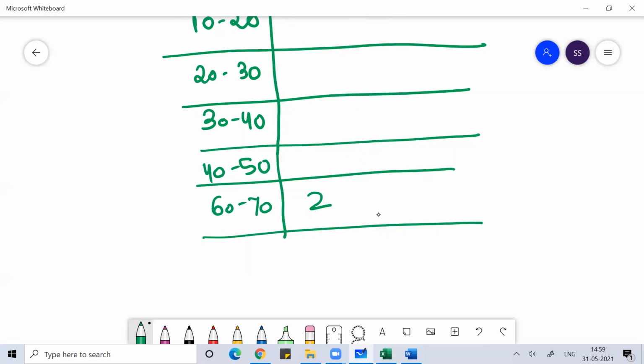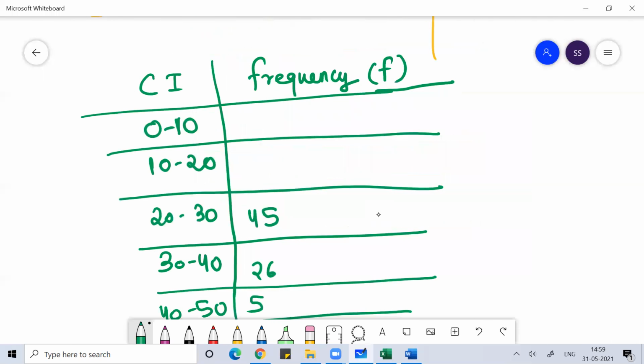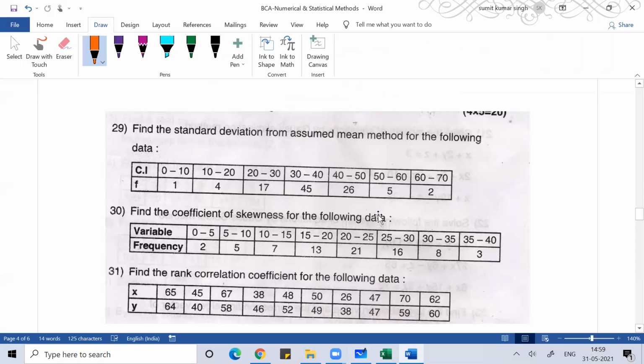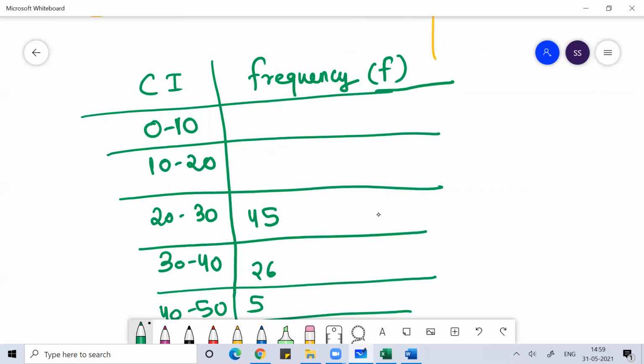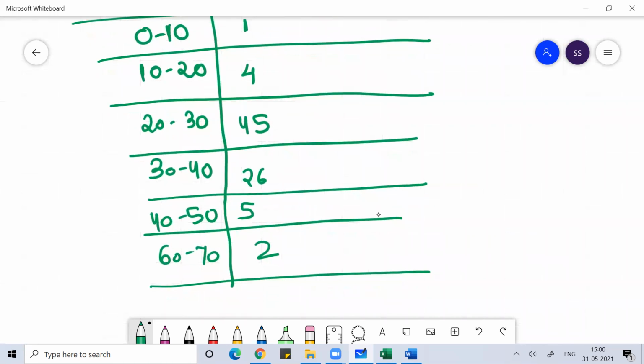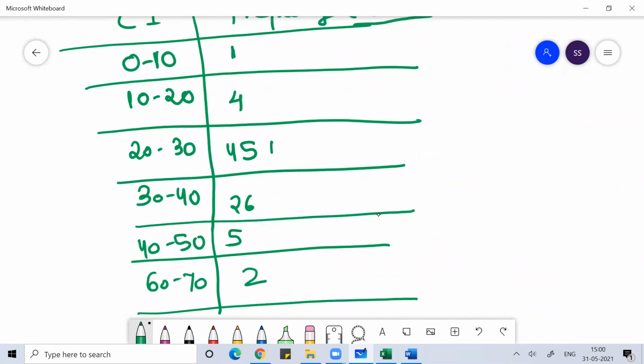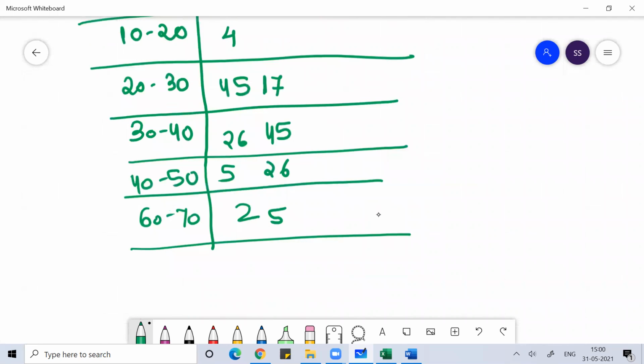The frequencies are 5, 26, 45, 14, 17... 14, 17, 45, 26, 5, 2. The class intervals are 30 to 40, 40 to 50, 50 to 60, 60 to 70.